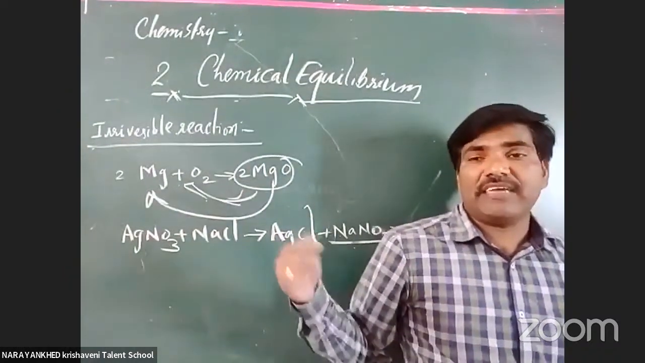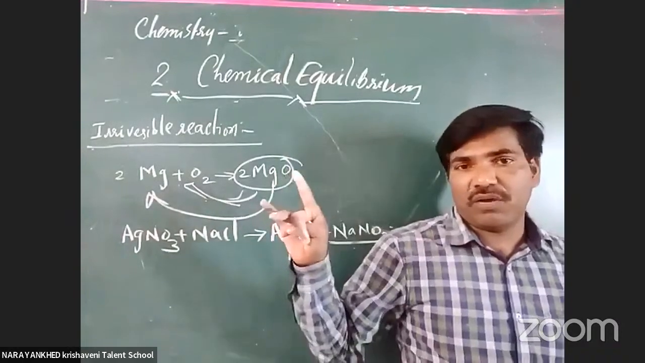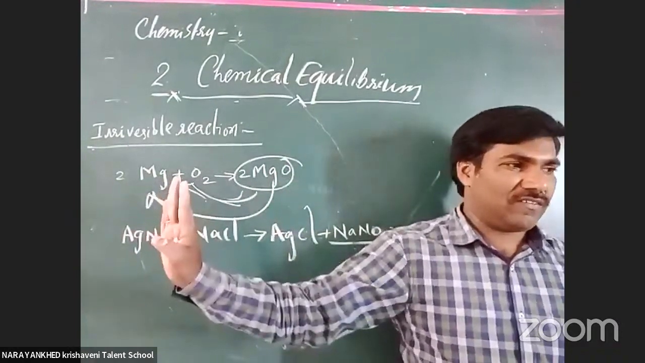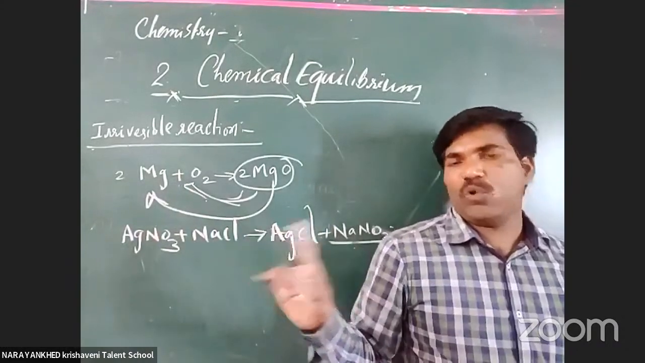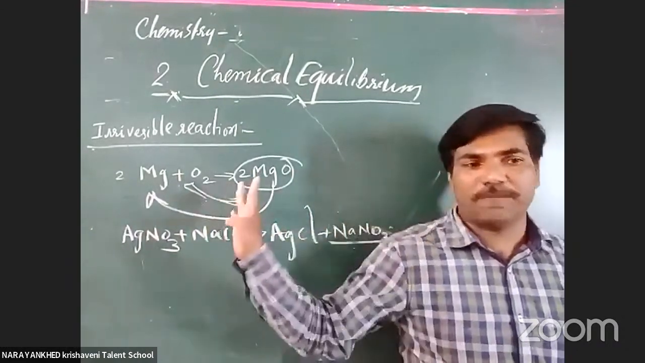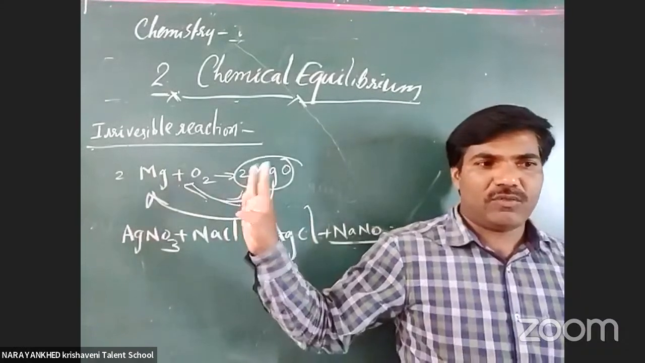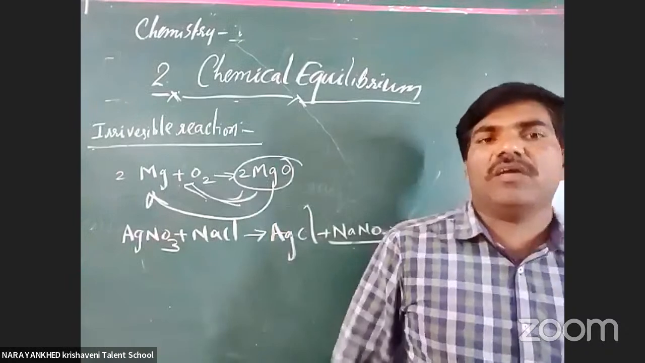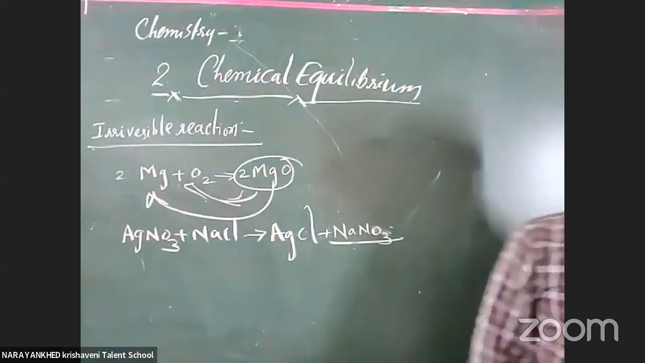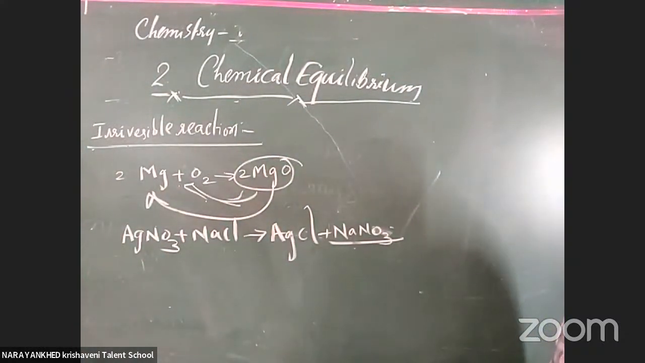When you check, it is in one direction only. There is no reverse process. In an irreversible process, there is no reverse process. Only one process, that is a forward process only. No other things are formed here. Got it? This is all about the irreversible reaction. Next we are going with the reversible reaction.